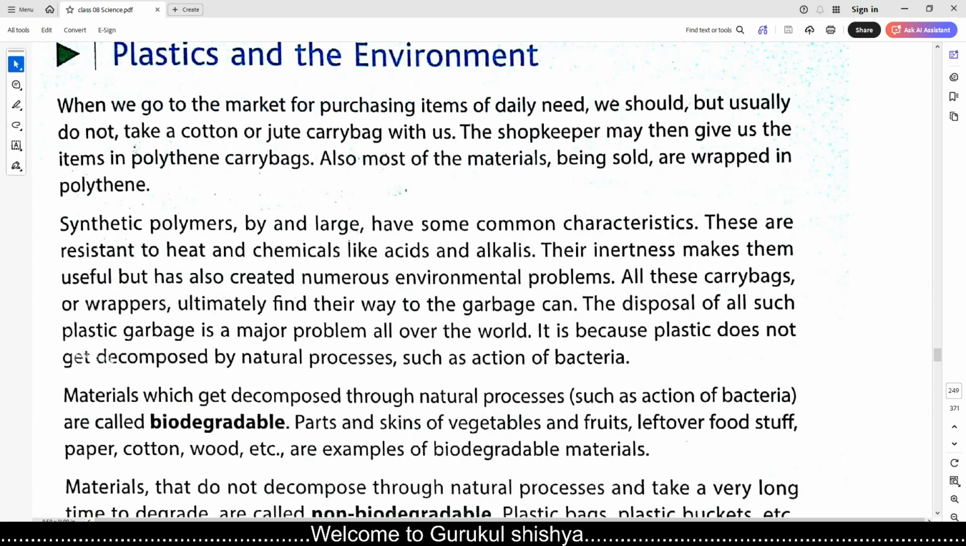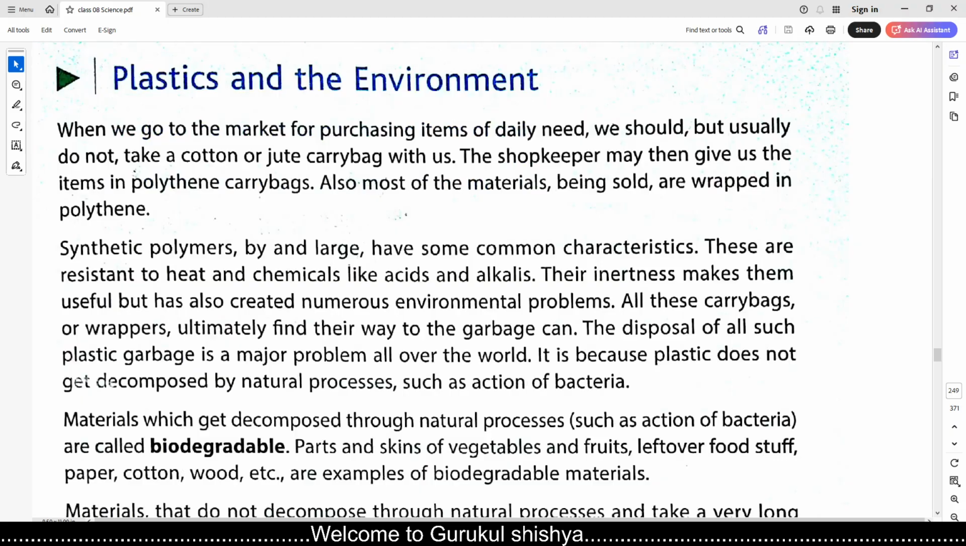Plastics and the environment. When we go to the market for purchasing items of daily need, we usually do not take a cotton or jute carry bag with us. The shopkeeper may then give us the items in polythene carry bags. Also, most of the materials being sold are wrapped in polythene.